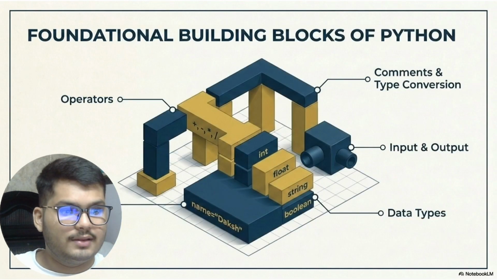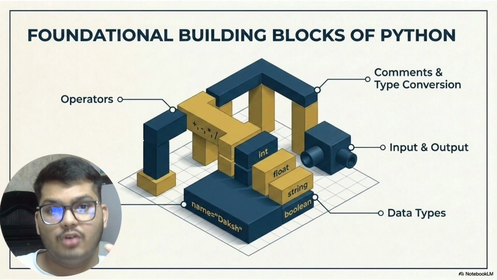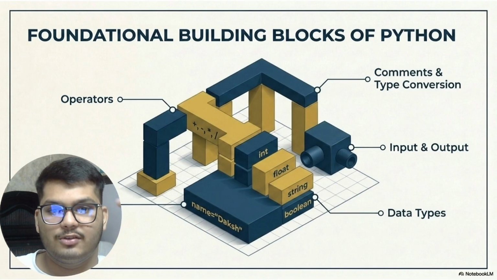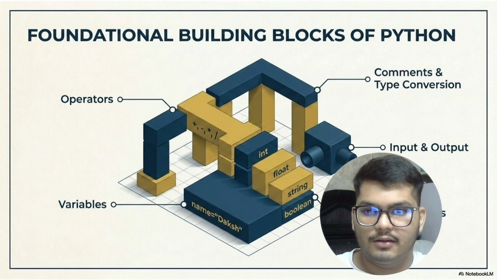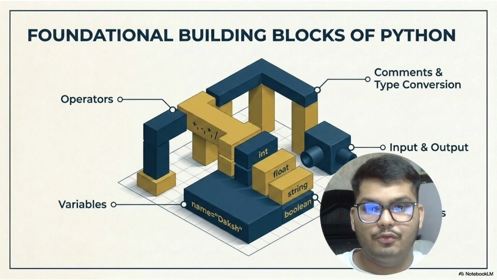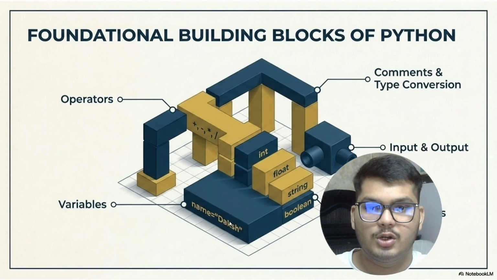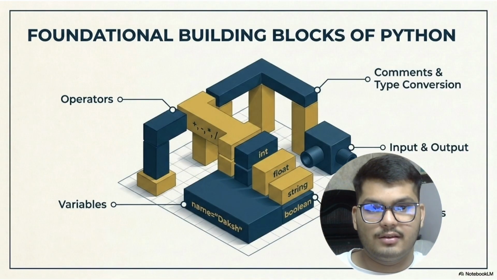Now, we are building the foundational building blocks of Python. So what are the foundational building blocks? First is variables. Variables means a name. Let me show you here. So name is equal to "Daksh" is a variable. You can see name equals, in double quotes, Daksh. So that's a variable.